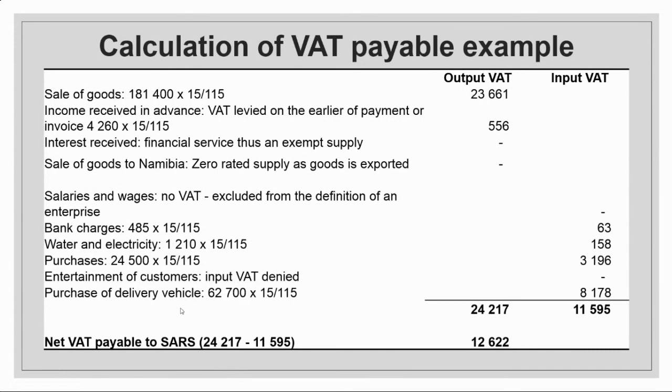Okay. And then the last step, and this step students tend to forget, and you get 2 marks for this. The first thing you have to say is whether it's payable or refundable. In this case, because the output is more than the input, it is payable. And then you deduct the input from the output amount to get a net amount of 12,622. Okay, and that is how you work out the net VAT payable.